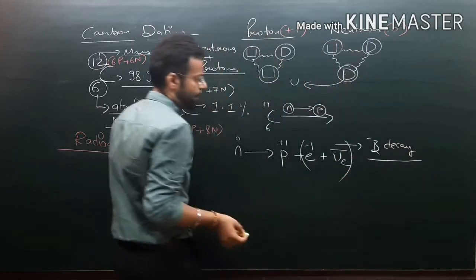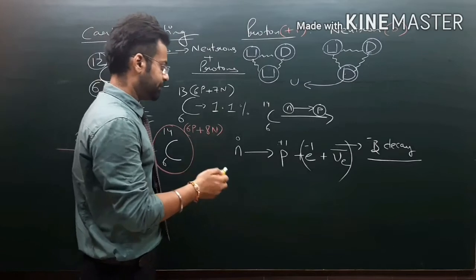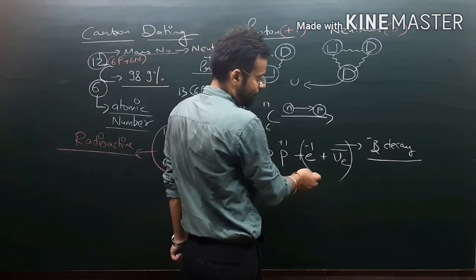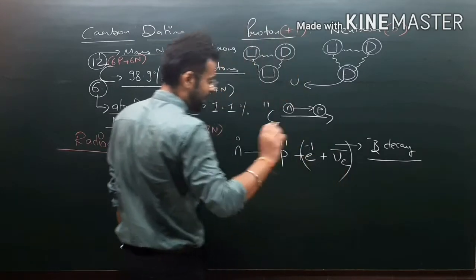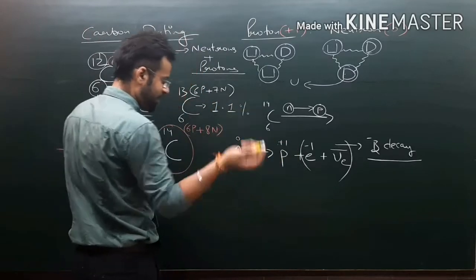There is also a positive beta decay. In that, a proton converts into a neutron, and what is released is a positron with a neutrino particle. Let's write the reaction for the positive beta decay.